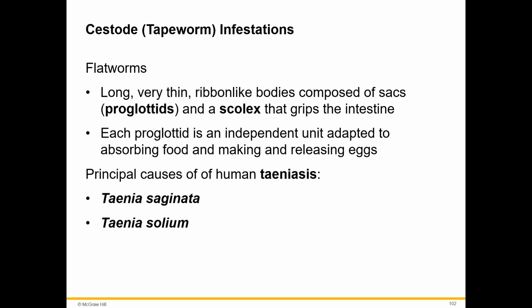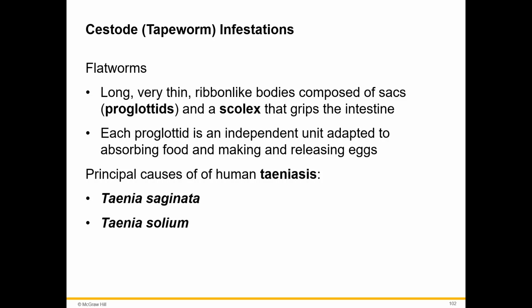On to our cestodes, which are our tapeworms, right? So cestode comes from Cestoda, which is the class. But in lab, we learned that the phylum for our flatworms is Platyhelminthes. Platy meaning flat, helminthe meaning worm. Okay. So we've got our flatworms.